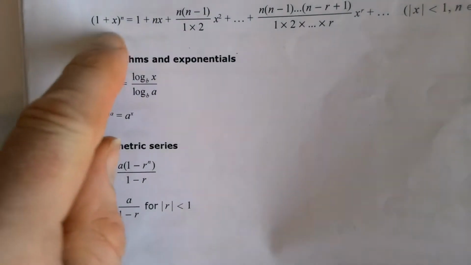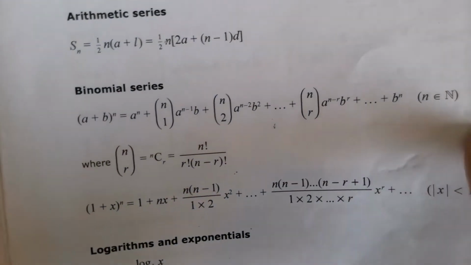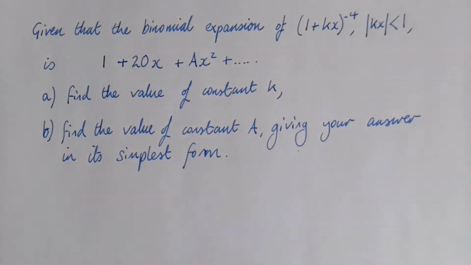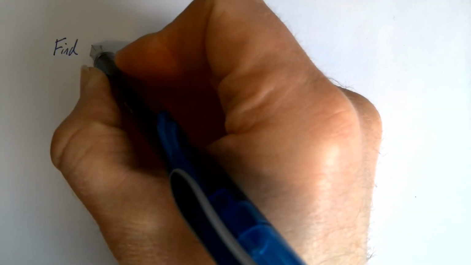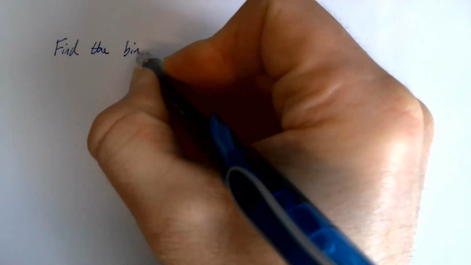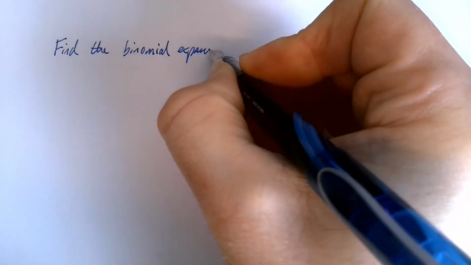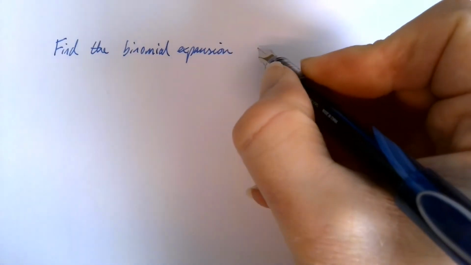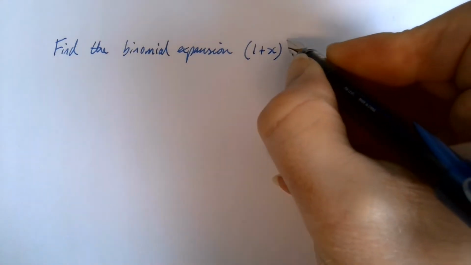You would have to be using this part from your formula booklet, but we're going to start off by having a look at some of the stuff from here. So we're going to start with just finding the binomial expansion of x + 1, or we always write it as 1 + x, to the power 6.